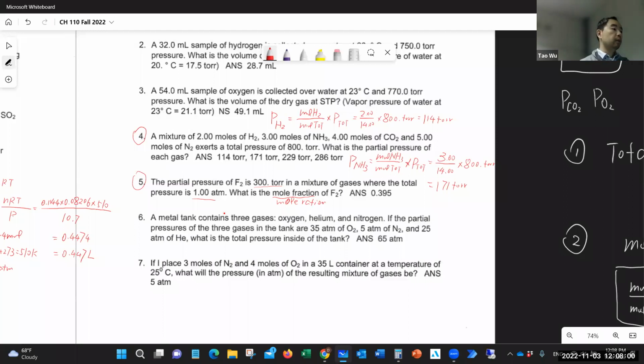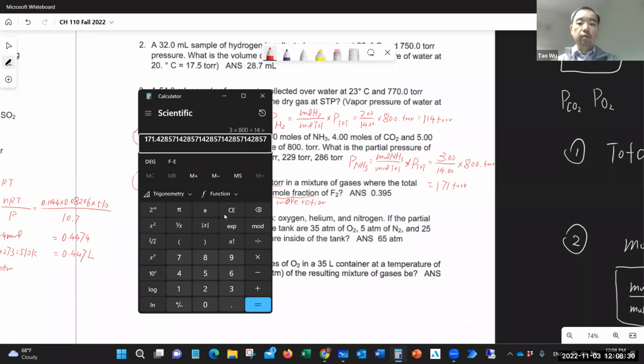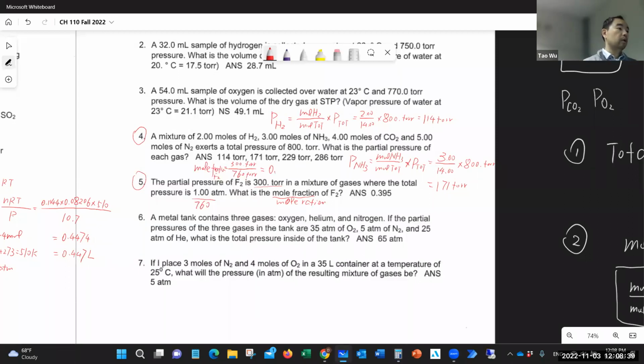To me, I just convert the 1 atmosphere to 760 torr, and then you can use the mole fraction or the mole ratio for the fluorine gas. That's just equal to 300 torr divided by 760 torr. 300 divided by 760, and you got 0.395. That is the mole fraction.